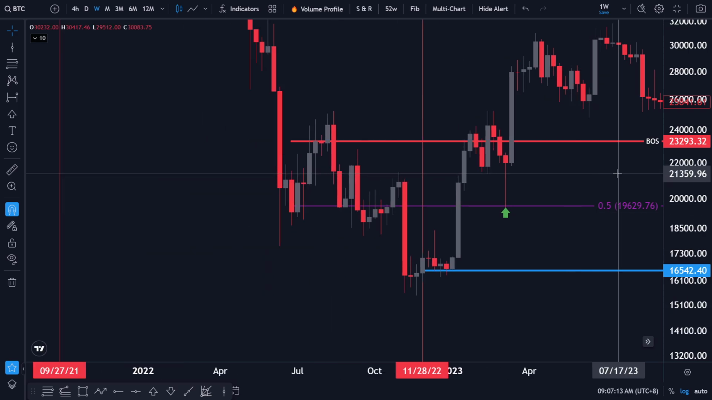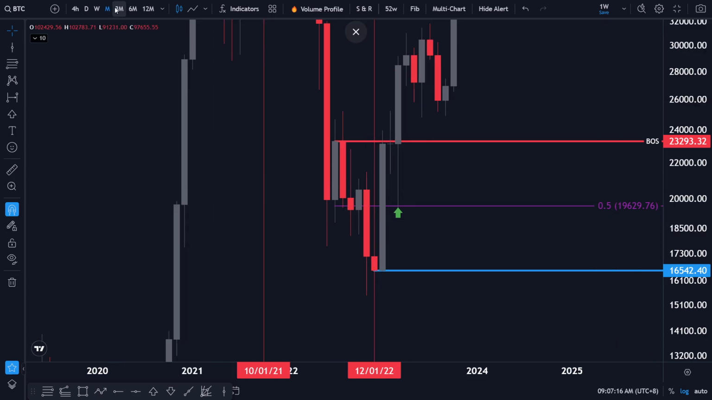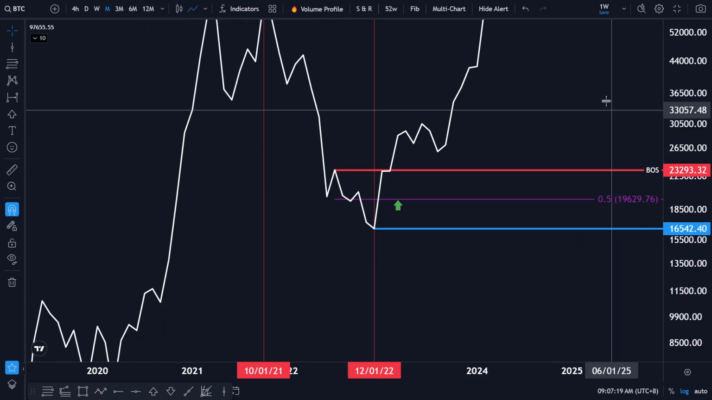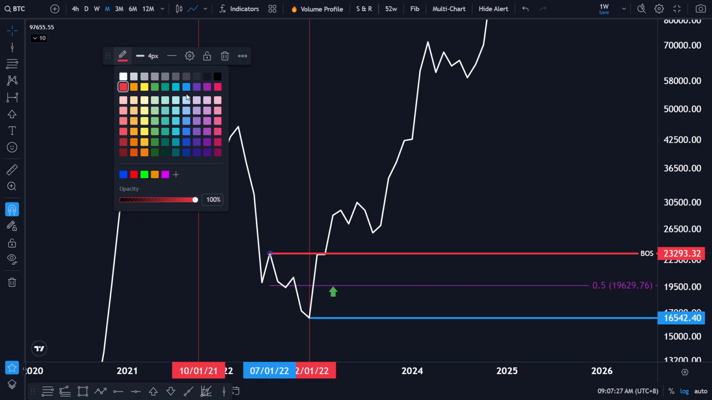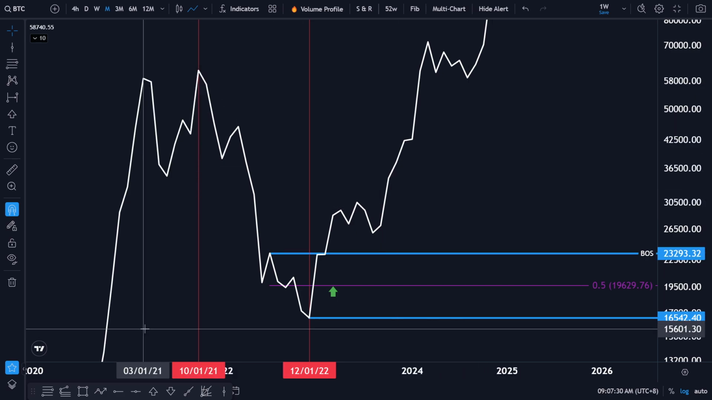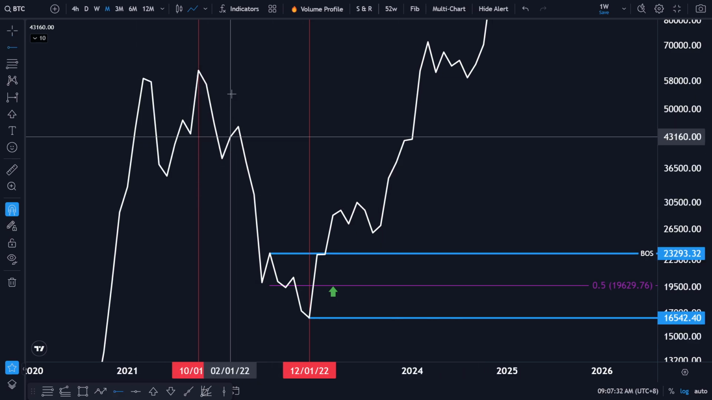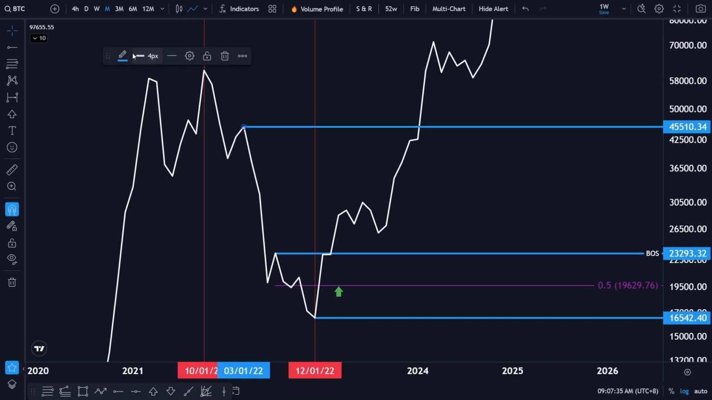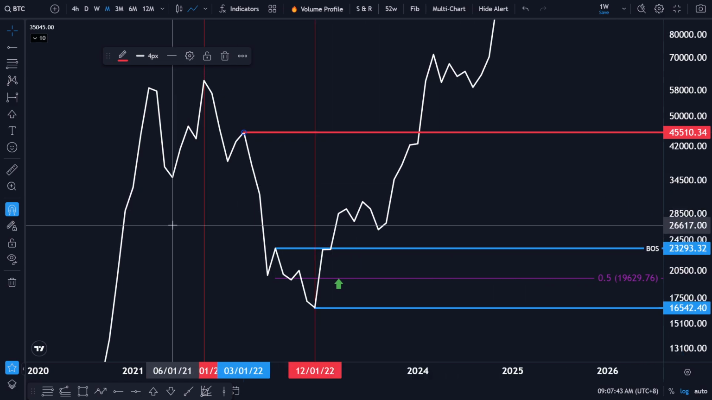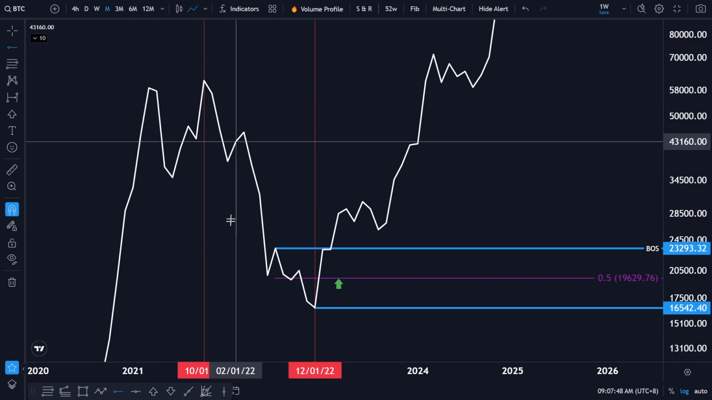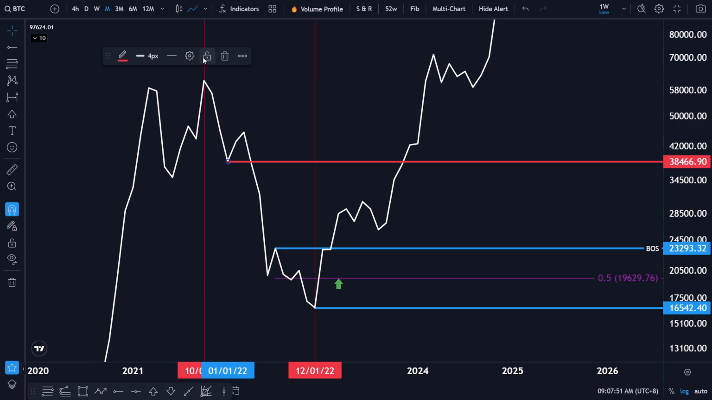So after breaking structure, let's go back to the monthly chart again. This red line now is a resistance that turned to support. Now the next target would be this level, the 45,000 level. No, sorry, this would be the first target, the 38,000 level.